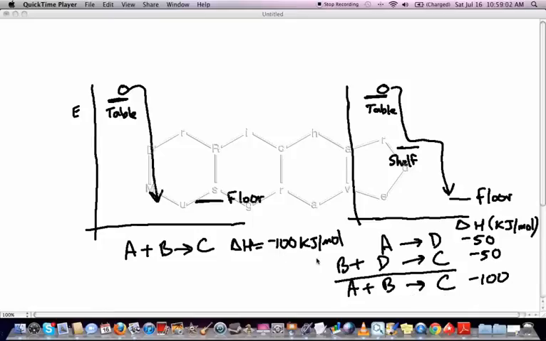So the fact that we went a different route to get to this reaction is unimportant, because the energy change is going to be the same regardless of which reaction we chose.